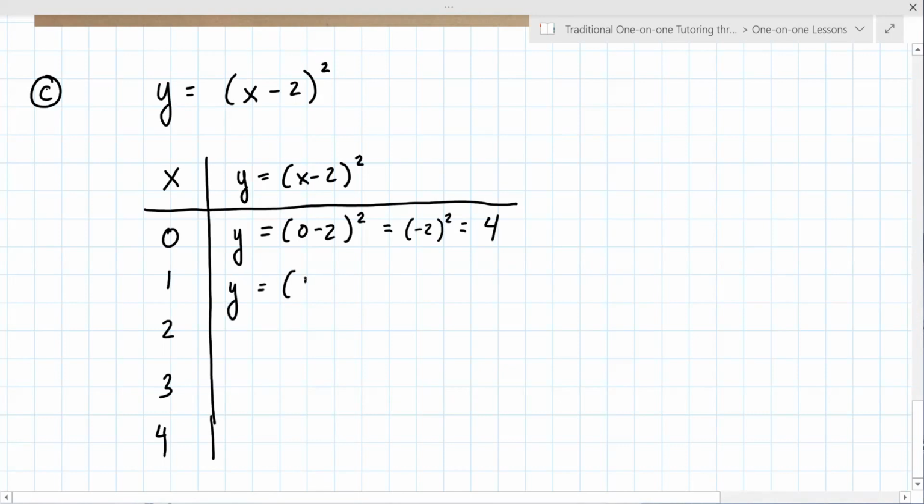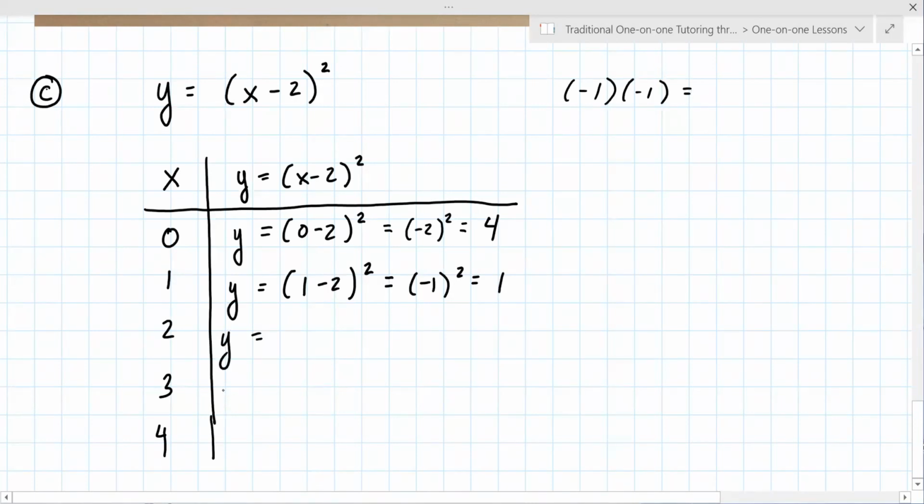Okay. So y equals (1 minus 2) squared. This time you have to do what's inside parentheses first. What is 1 minus 2? 1 minus 2 is -1. So it's (-1) squared. And what does that equal? What is -1 times -1? That's what I'm asking. It's 1. Okay. All right.